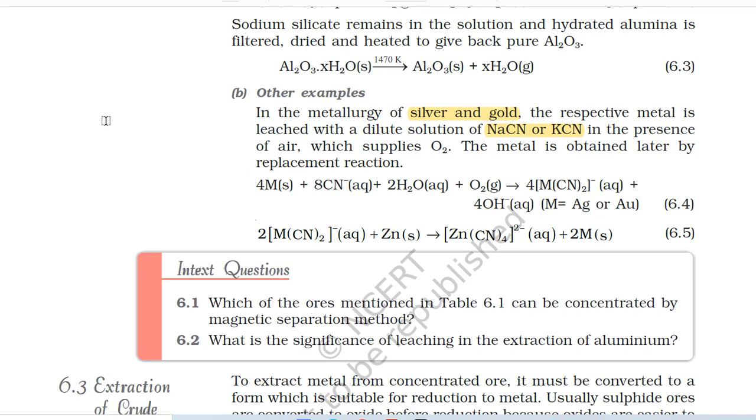4 metal in solid phase plus 8 CN minus ion in aqueous phase plus 2 H2O in aqueous phase plus O2 in gaseous phase gives 4[M(CN)2] minus ion in aqueous phase plus 4 OH minus ion in aqueous phase. Here metal M is equal to silver or gold. 2[M(CN)2] minus ion in aqueous phase plus zinc in solid phase gives tetracyanozincate ion in aqueous phase plus 2 metal in solid phase.